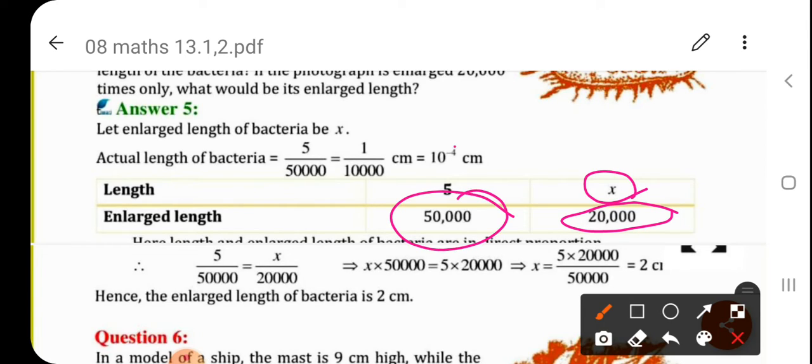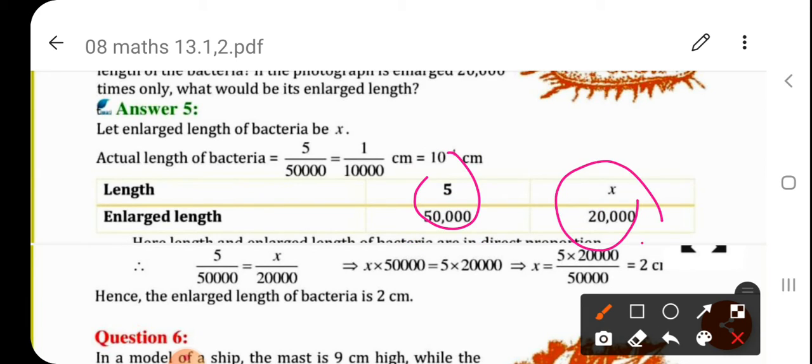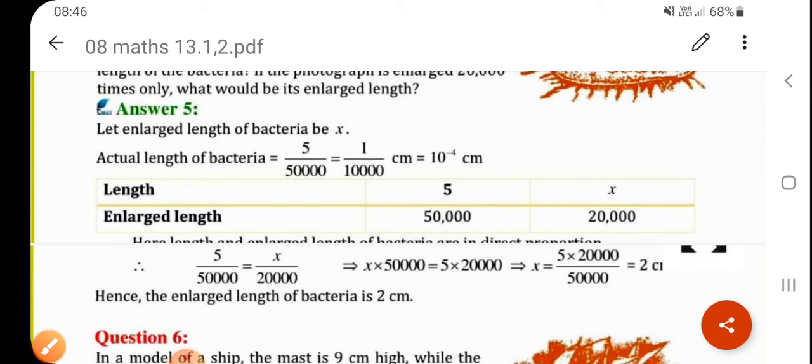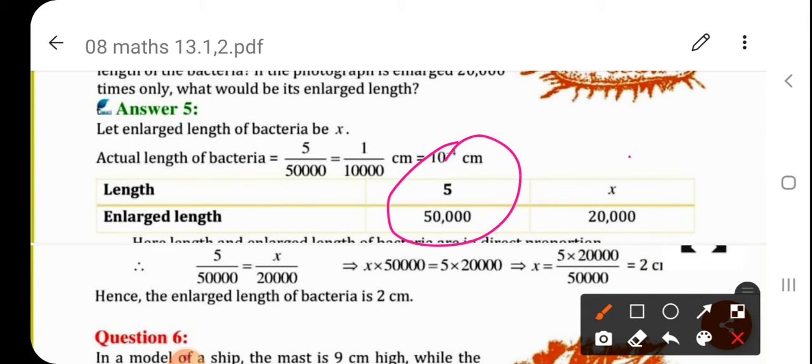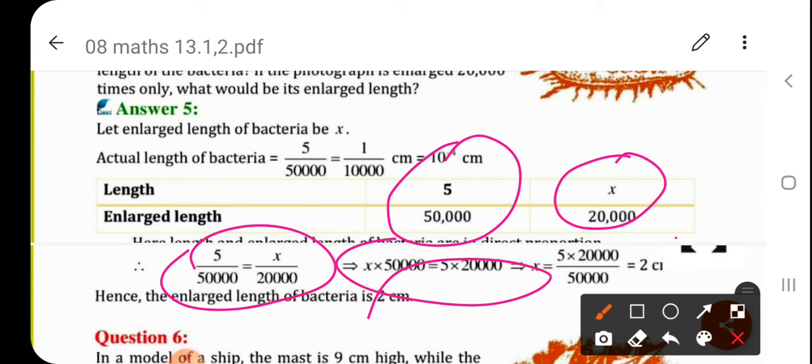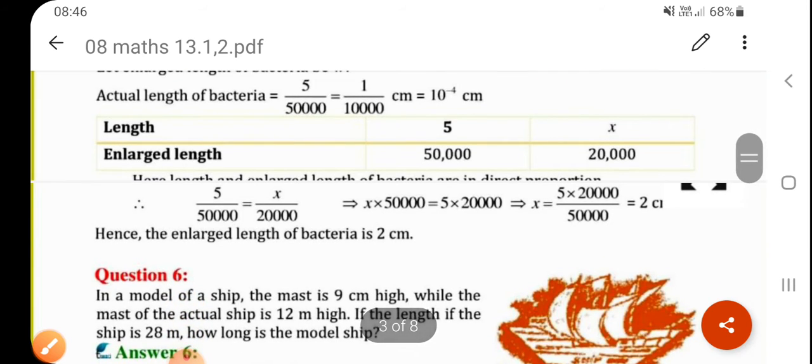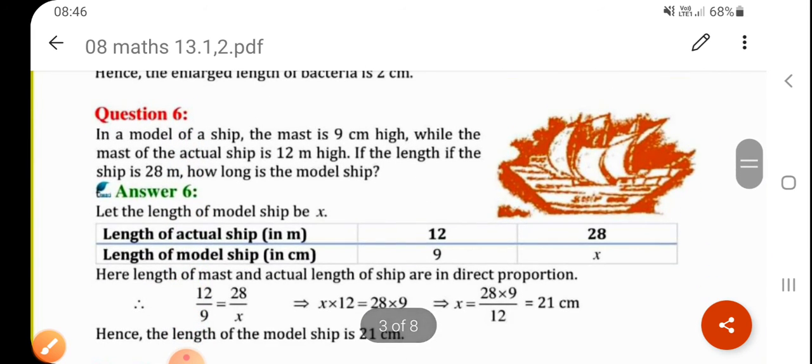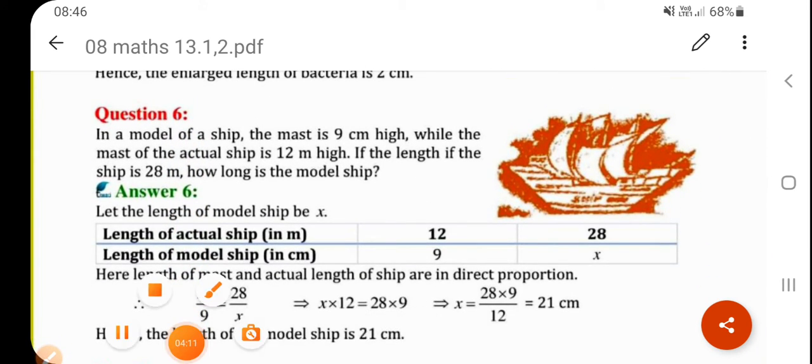Here 50,000, then it's 5. Then for 20,000, what will it be? So it's very easy. 5 and 5, then 20, it's 2. But here we have to do it as an example. So you can write 5 upon 50,000 and x upon 20,000. Then again cross multiplication and solve it. So you'll get 20 centimeter. That is the answer.